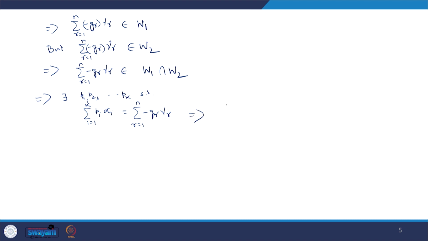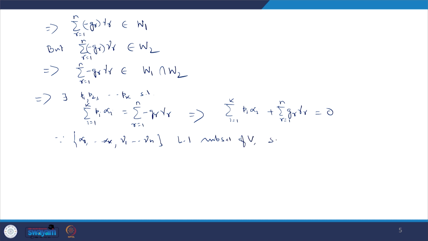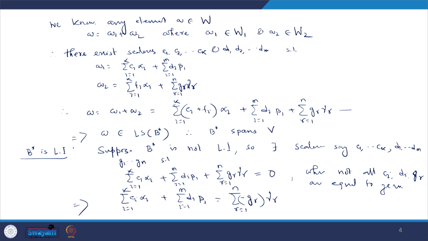So, this implies I can say sigma p_i alpha_i, i equal to 1 to k, plus sigma g_r gamma_r, r equal to 1 to n, equal to 0. Since alpha_1 to alpha_k and gamma_1 to gamma_n is a linearly independent subset of V, each g_r is 0 for r equal to 1 to n. Of course, p_i is also equal to 0, i equal to 1 to k. So, if I use that g_r equal to 0 for r equal to 1 to n in my expressions where I have considered the linearly dependent, these relations in star.